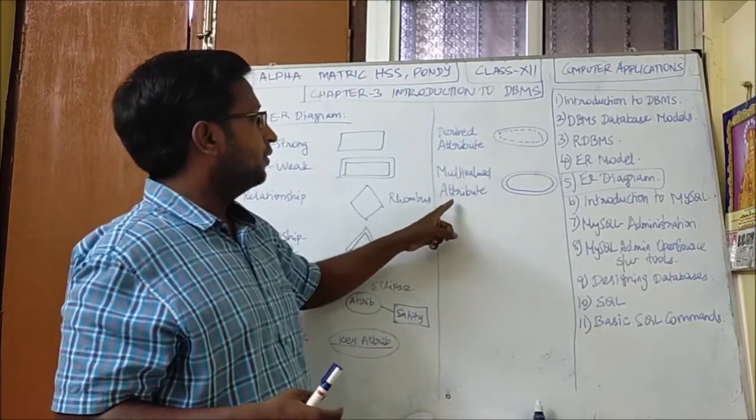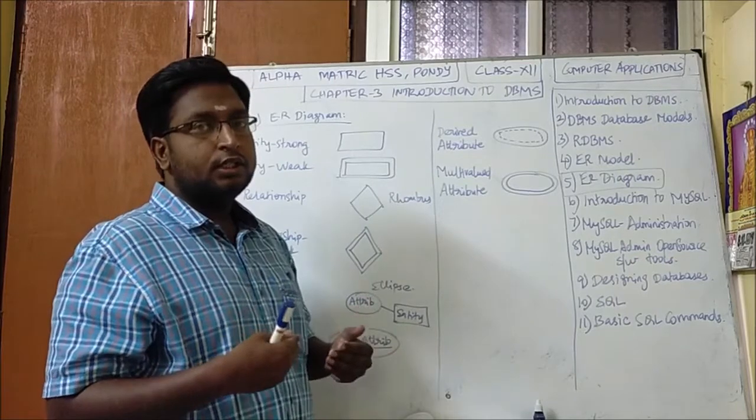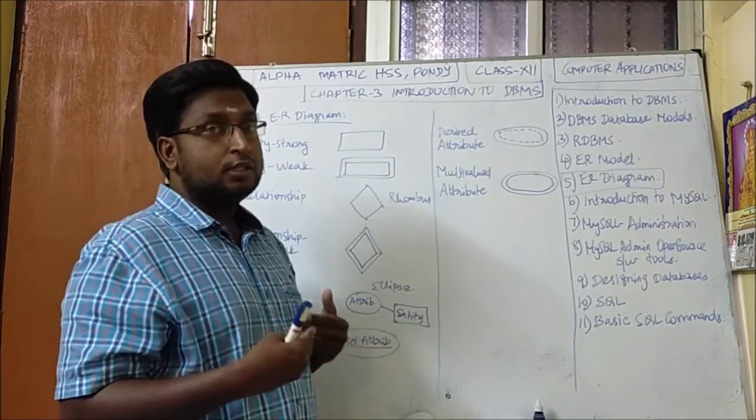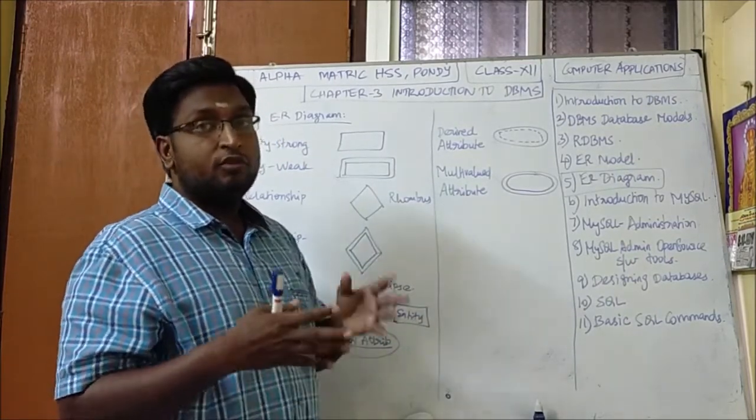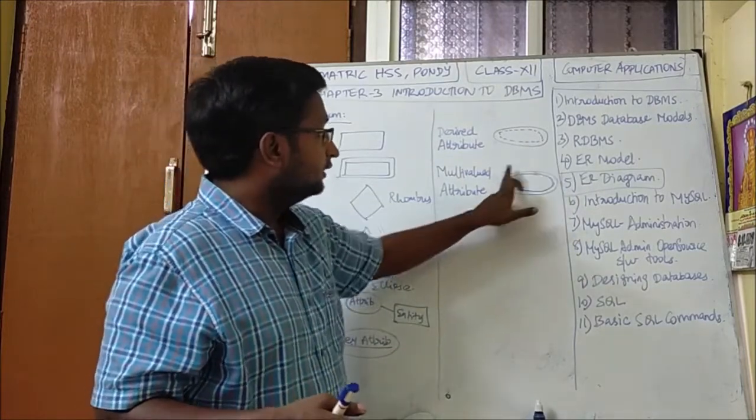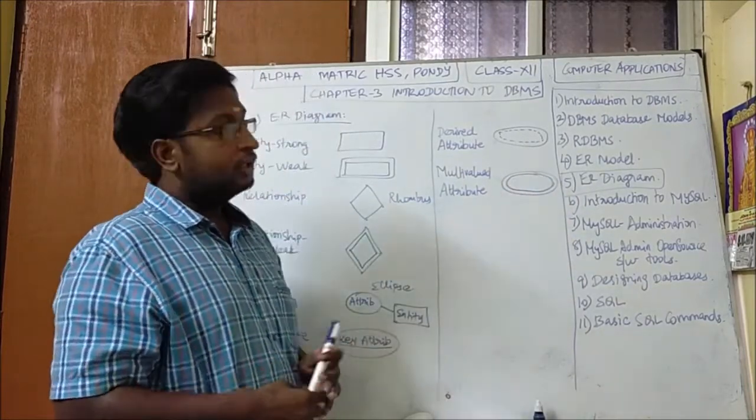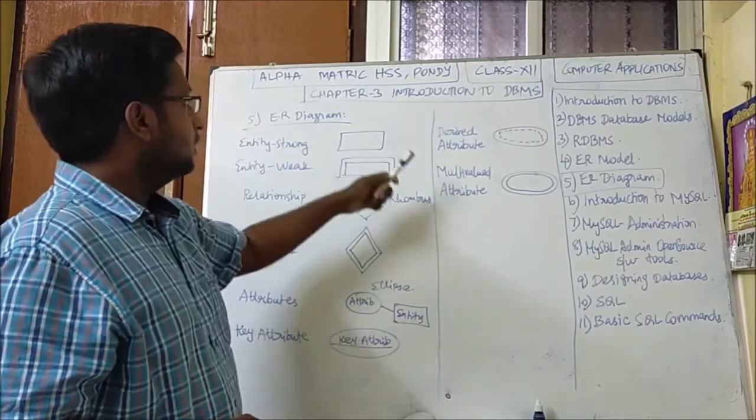The multi-value attribute is, for example, degree, an attribute that can have multiple values. We have seen this in the types of attributes. It is represented with a double ellipse. So these are the various notations.